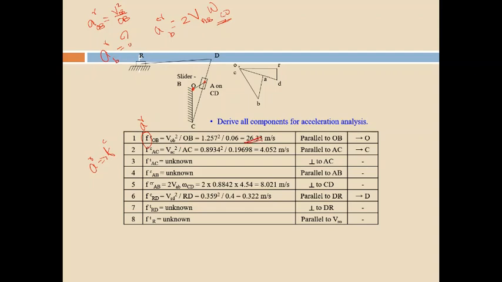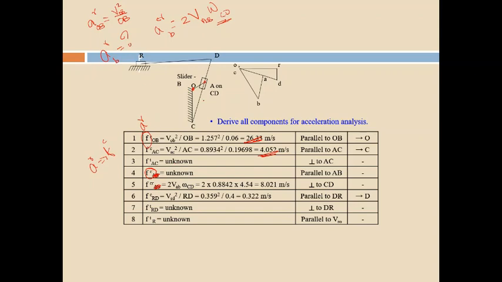That's all. For link OB, radial component is 26.33. Then link AC, see from here to here, 4.052. Tangential component we don't know. Then for AB, radial component we don't know. This is for the piston. For the piston, they have mentioned AB. For the piston, radial component I don't know, but Coriolis component.